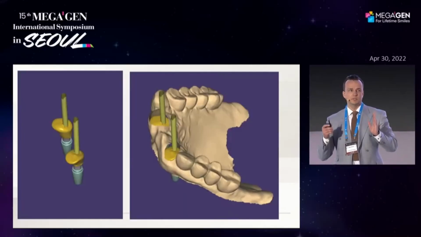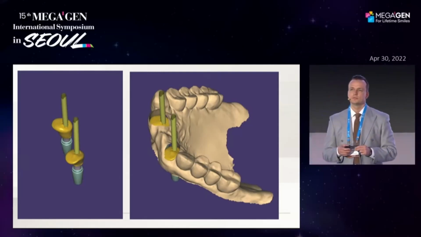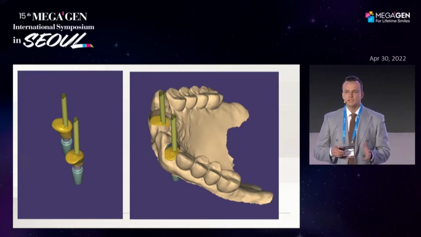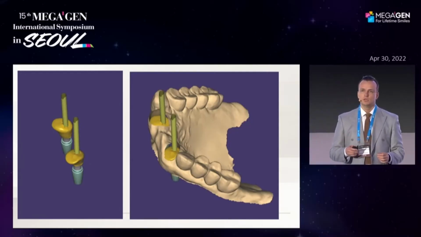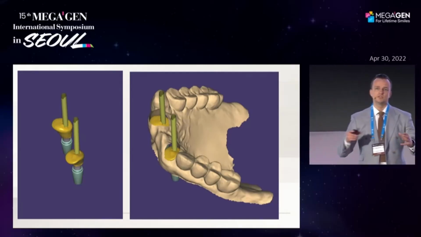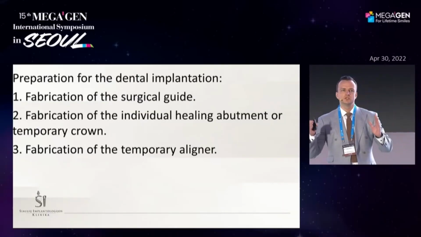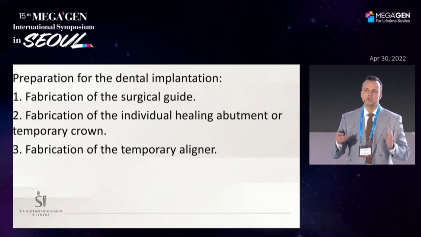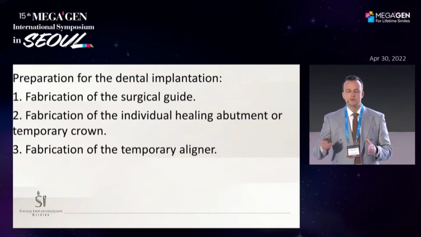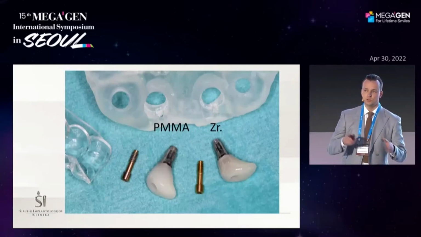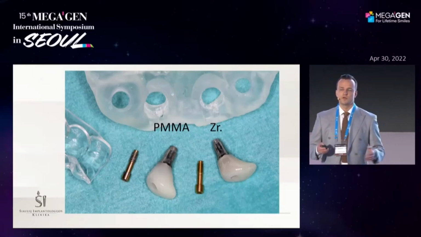When we have planned our implant positions, we move on and plan the individual healing abutment forms. We want to replicate exactly the same form as the root we still have in the mouth, so that after the surgery we would have the same tissue contour. Once we have planned the implant positions and the shape of the individual healing abutments, we move on and prefabricate them: the individual healing abutments, the surgical guide, and the aligner for the temporary solution for our patient.